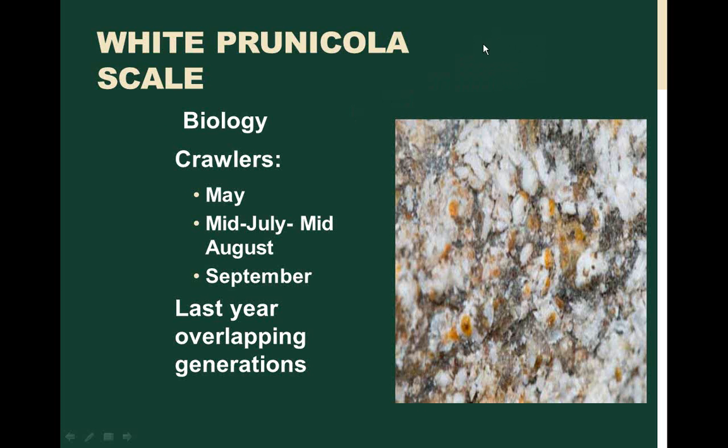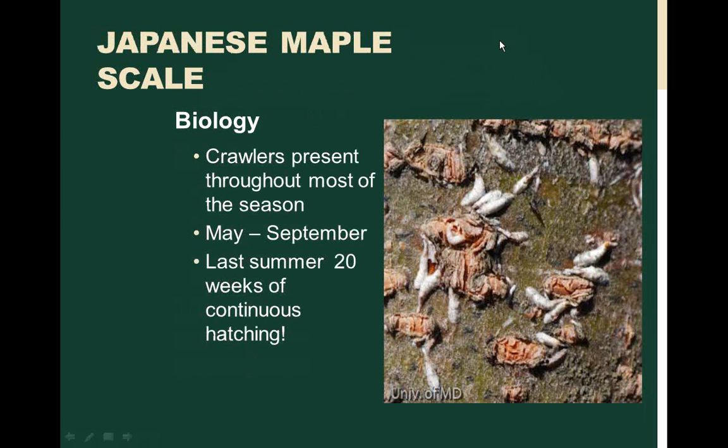Another problem scale that we've seen mostly on cherry, you'll see it on lilac and privet and holly and euonymus, is the white prunicola scale. It has many generations. The control of white prunicola and white peach scale are basically the same. This is another scale that you're seeing more and more common. You're actually finding this in a lot of the nurseries out there that are producing nursery stock.